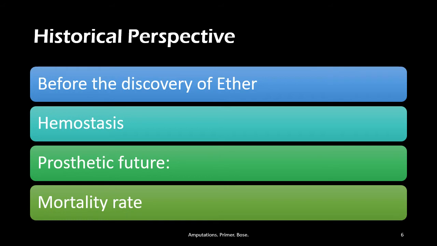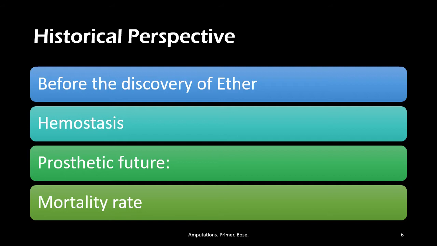A little before the discovery of ether, the process of amputations was essentially severance sans anesthesia. That meant that patients would get amputations with no numbing and no pain relief.